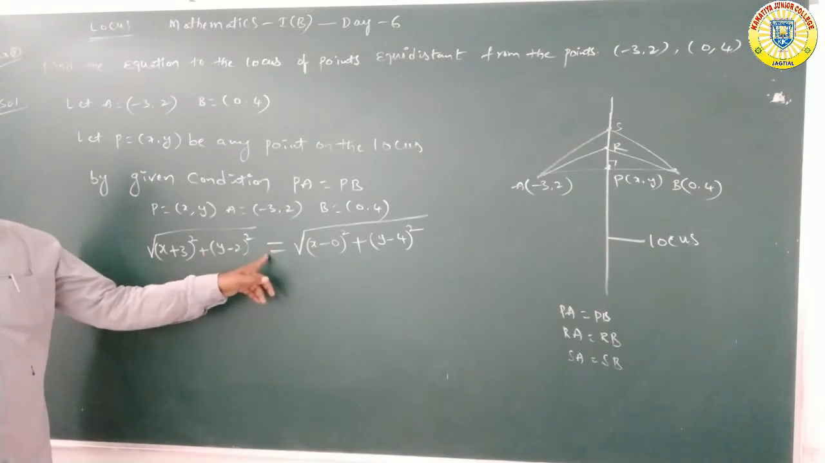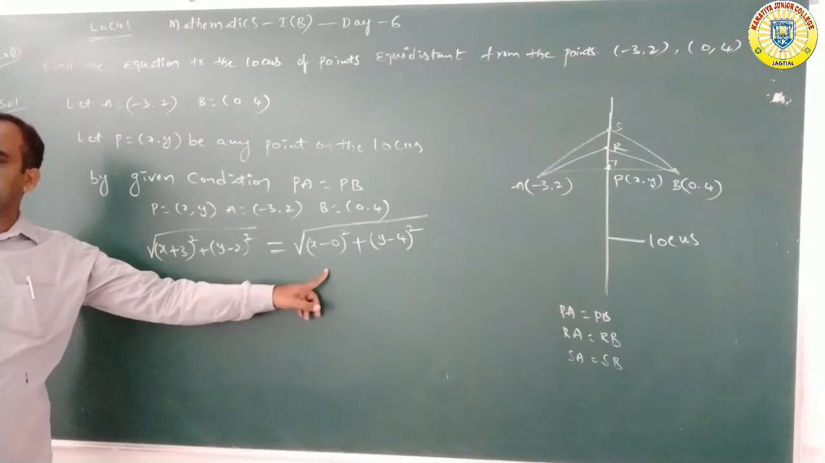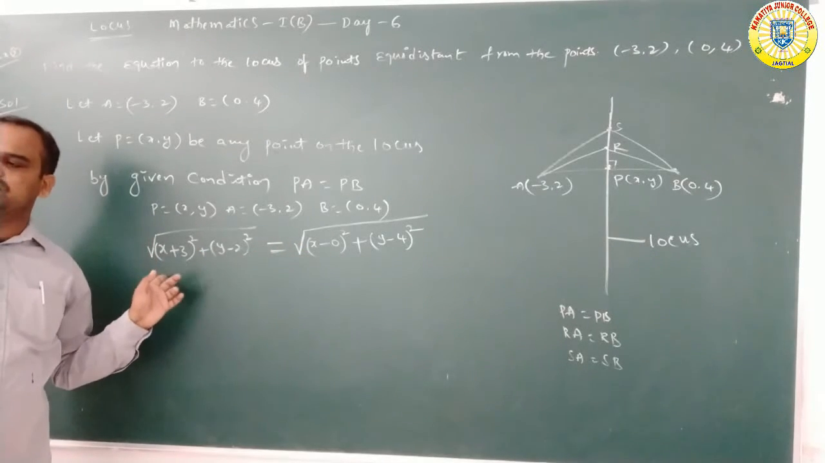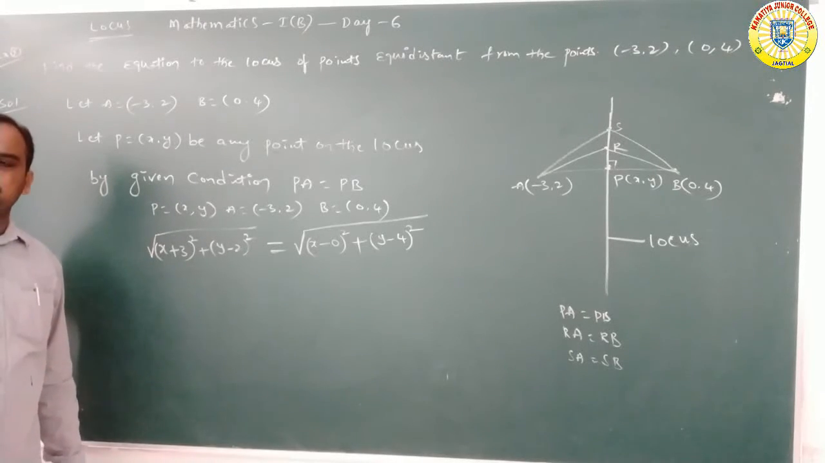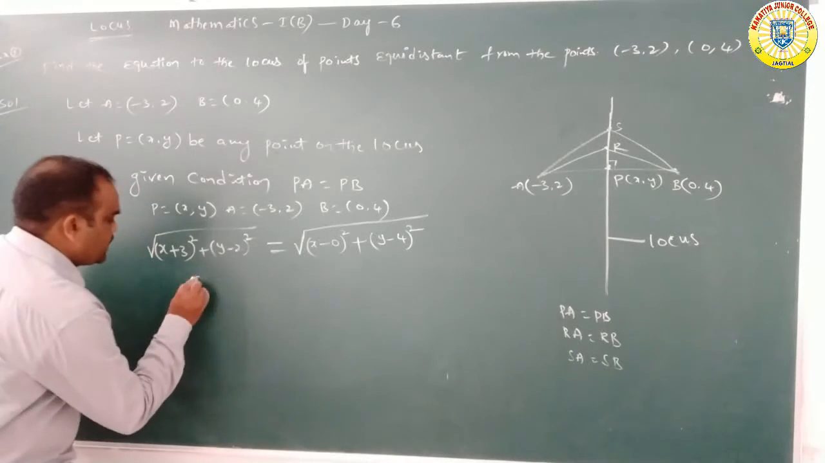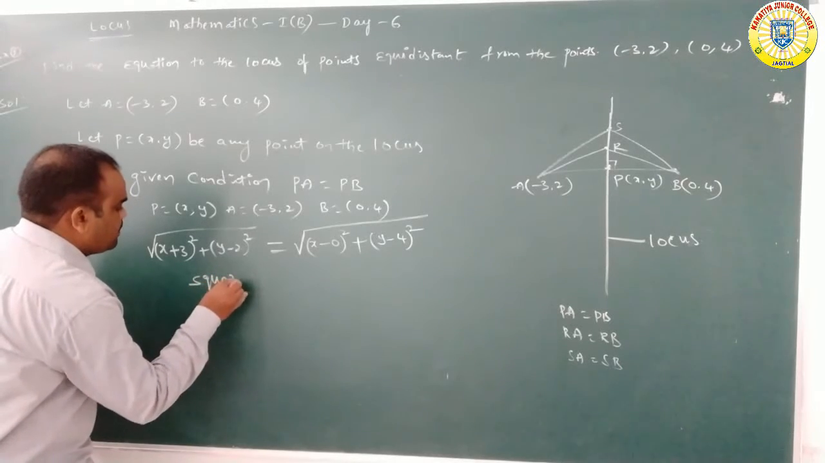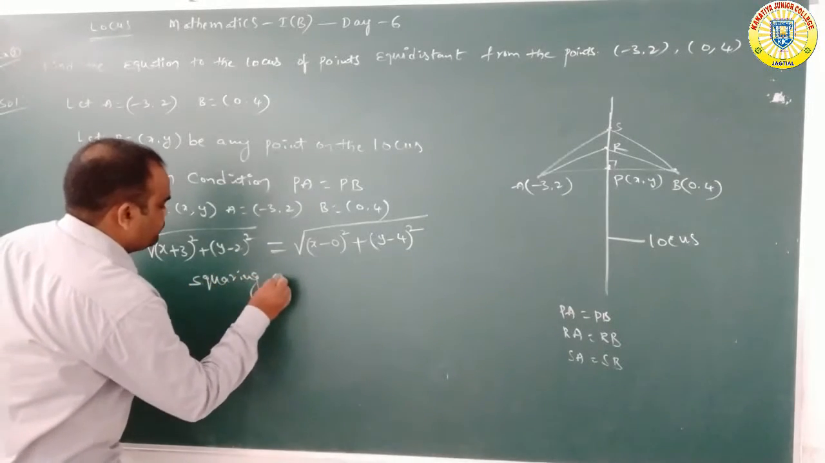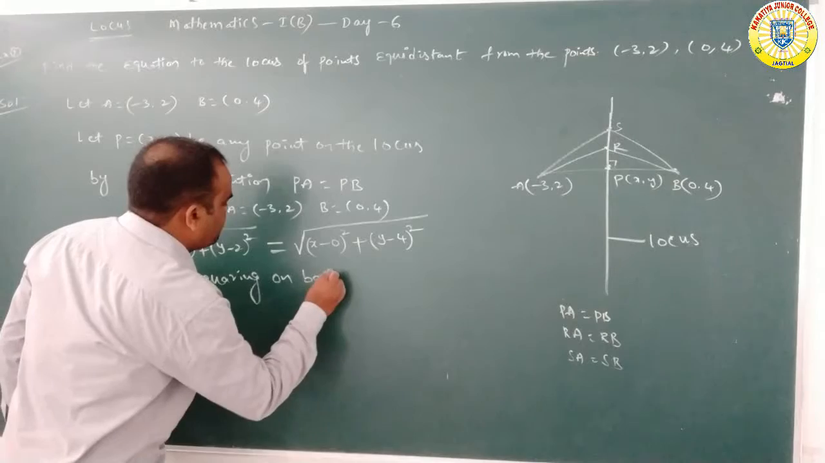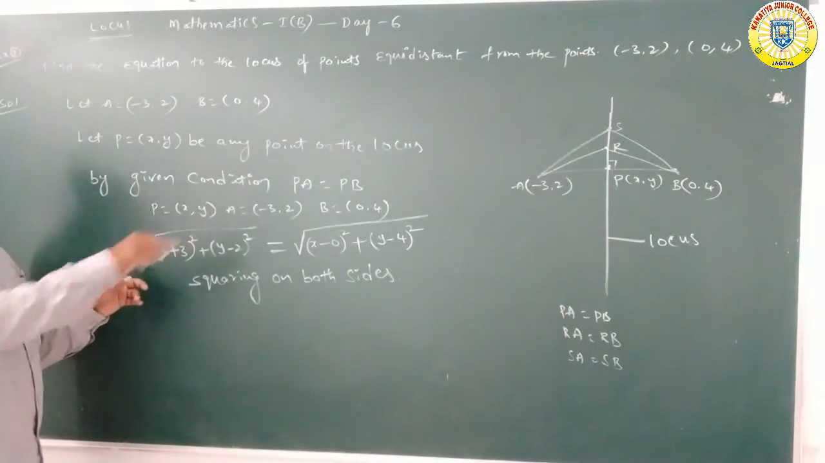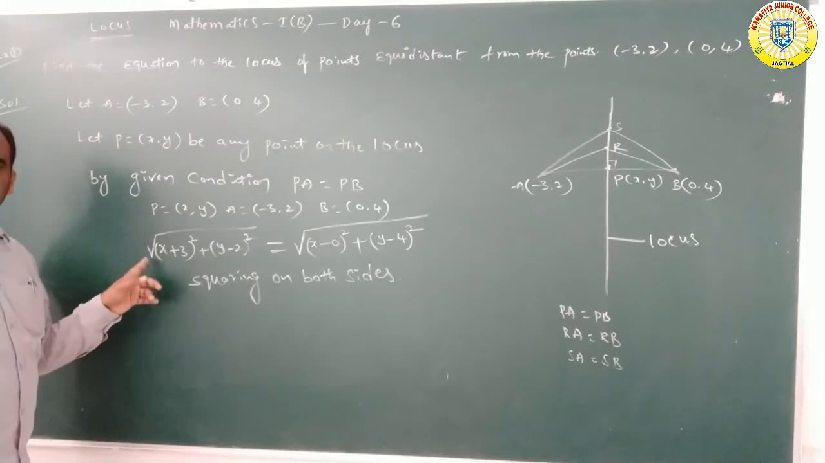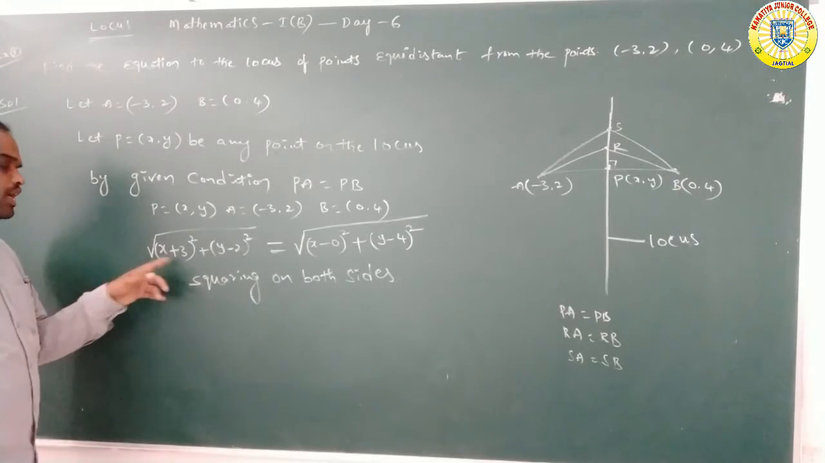Left side there is a square root, right side also a square root. That's why we are doing squaring on both sides. Always remember this one: squaring on both sides, the square and the square root cancel.